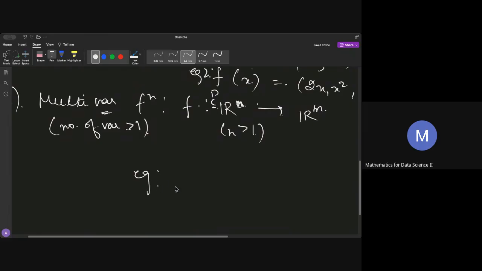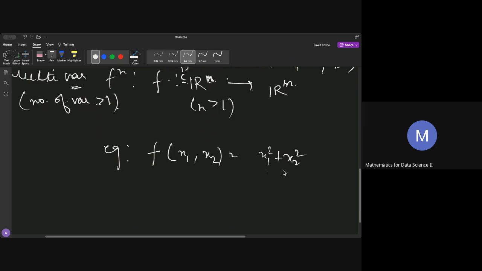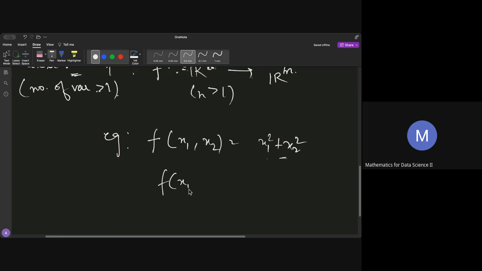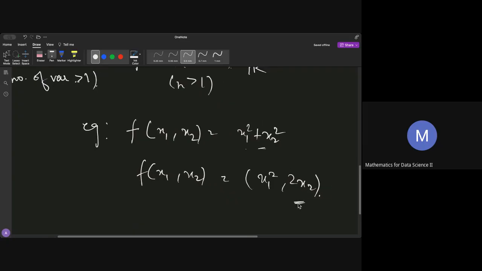So you can take an example here where we'll take f of x1, x2 equals x1 square plus x2 square. This is a multivariable function, right? A multivariable scalar valued function. It's a multivariable function and it's scalar valued as well. This one will be, if I take x1, x2, equals x1 square and 2x2. And this again will be a multivariable function, but this time it's vector valued, right?